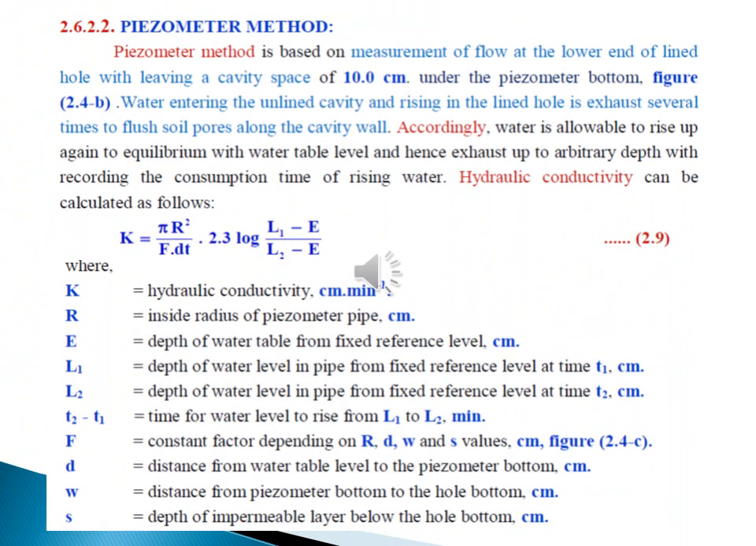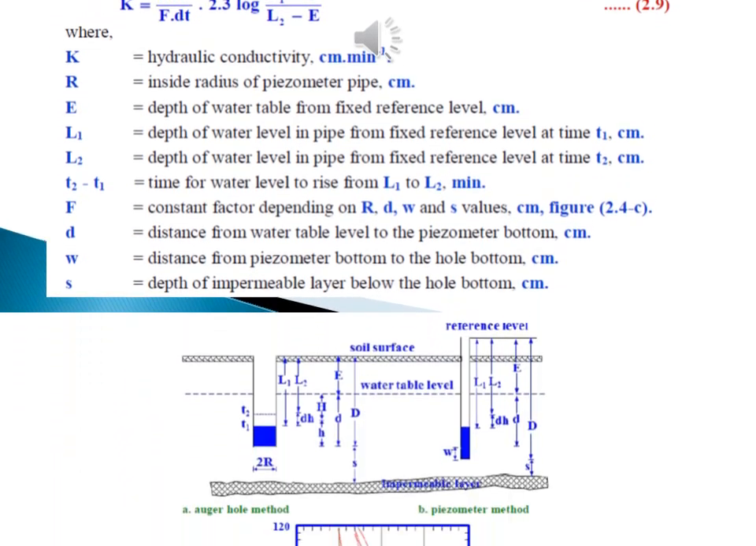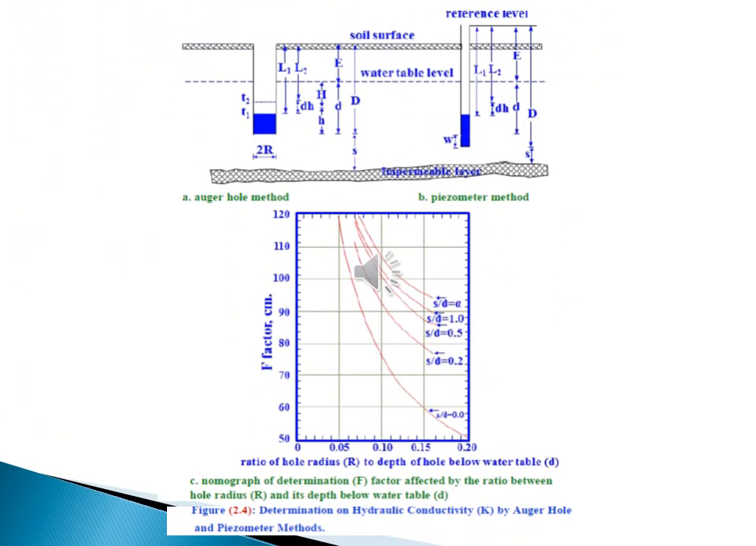The piezometer method is based on measurement of flow at the lower end of a lined hole, leaving a cavity space of 10 cm under the piezometer bottom. Look and apply the equation and its parameters. Figure on determination of hydraulic conductivity by both the auger hole and piezometer methods.